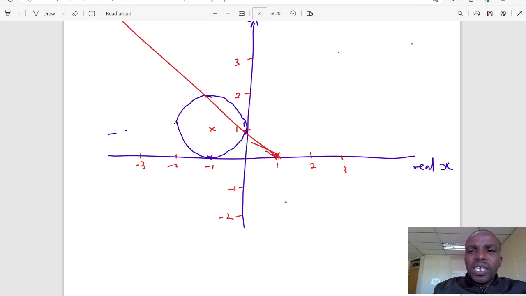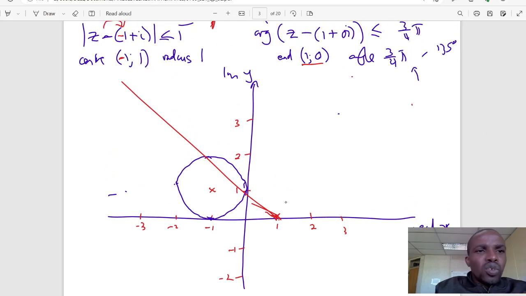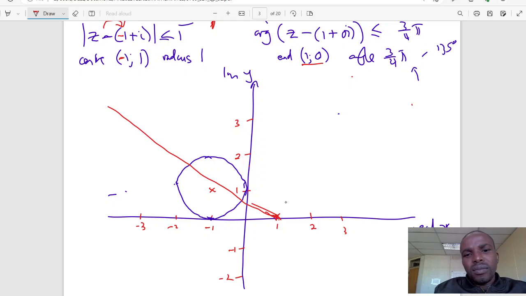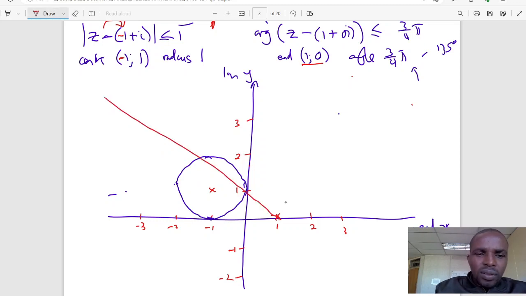Right, so this one is the line. Let me draw a proper one. Right, so this one is my line. Then this angle is the one that is supposed to be 3/4 pi.